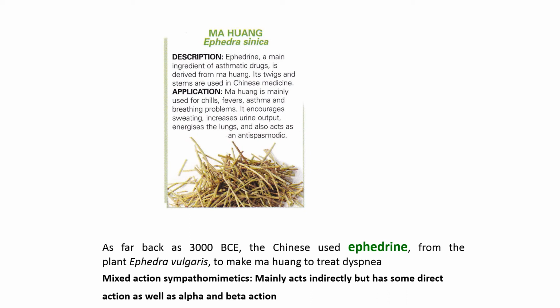Now, there is one Chinese aspect related to it. The Chinese people were using ephedrine, derived from the plant Ephedra vulgaris, to make their Chinese preparation, whose name was Ma Huang, and the purpose was to treat dyspnea.